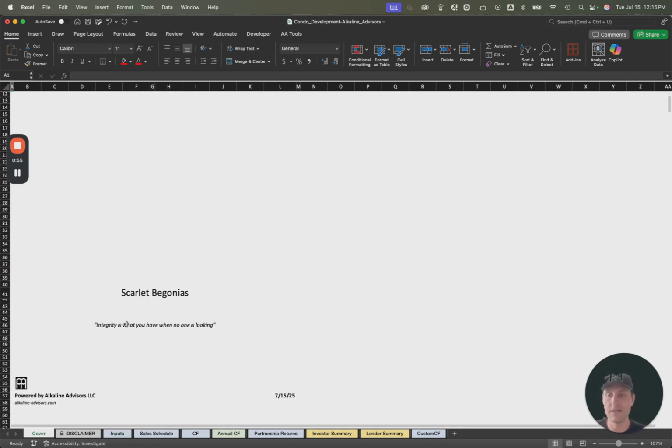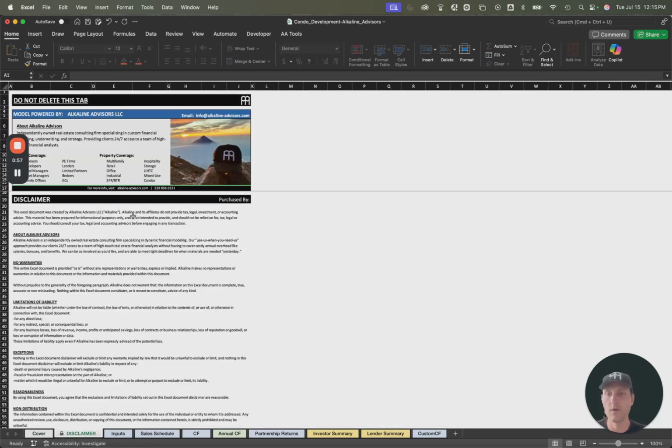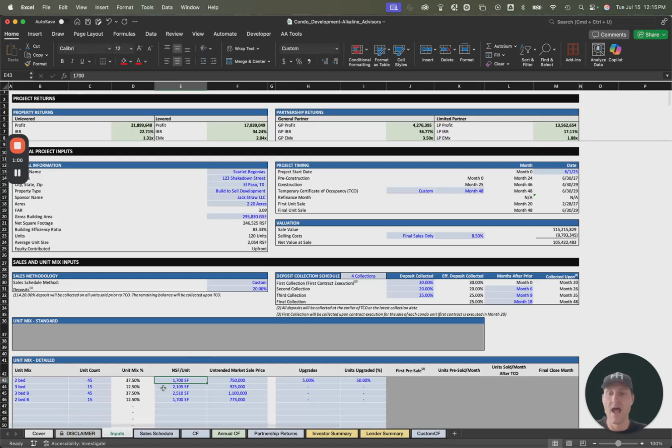All this info updates automatically. We have our brief disclaimer tab, and then we'll start with the inputs tab. On this inputs tab, I would say 95% of all inputs in the model are housed here, and it's broken out into sections. On the top, you can see project returns. These black bars are the sections, and if you scroll down, you'll see the returns stay in place.